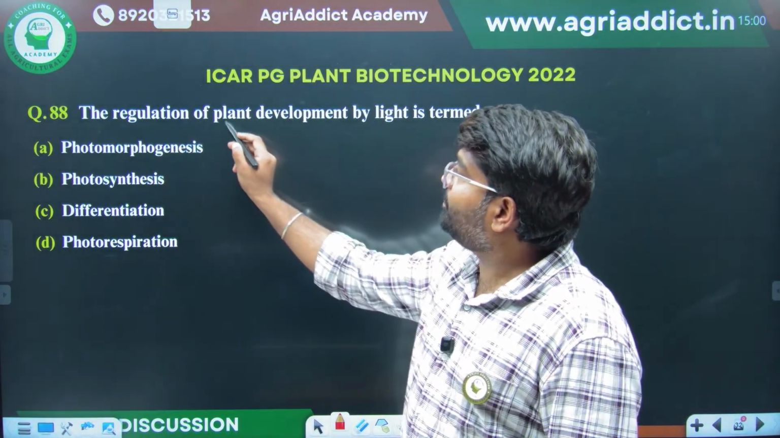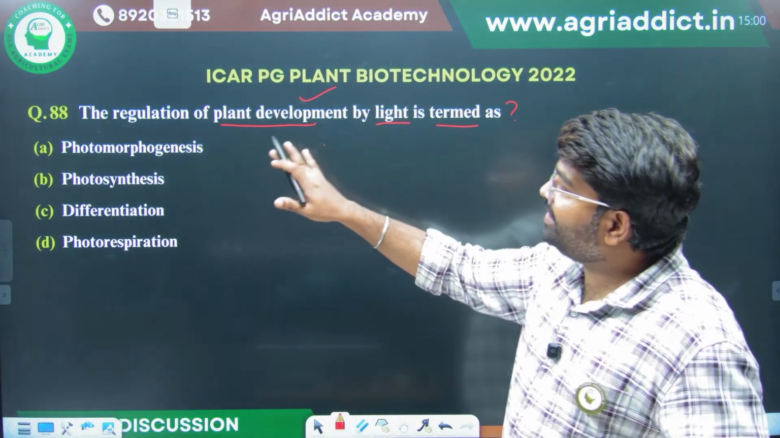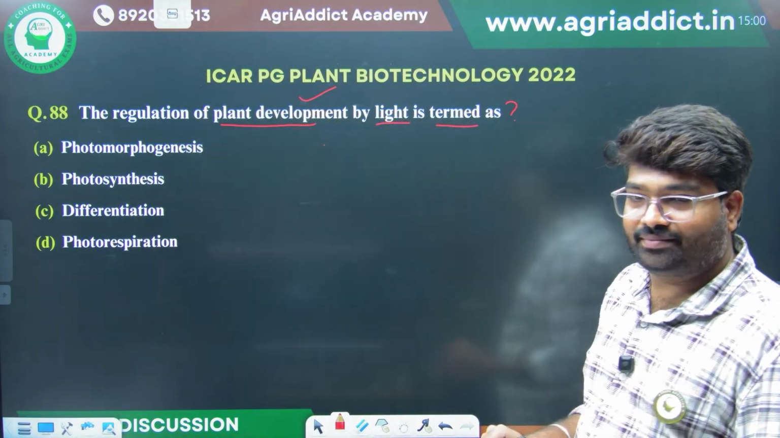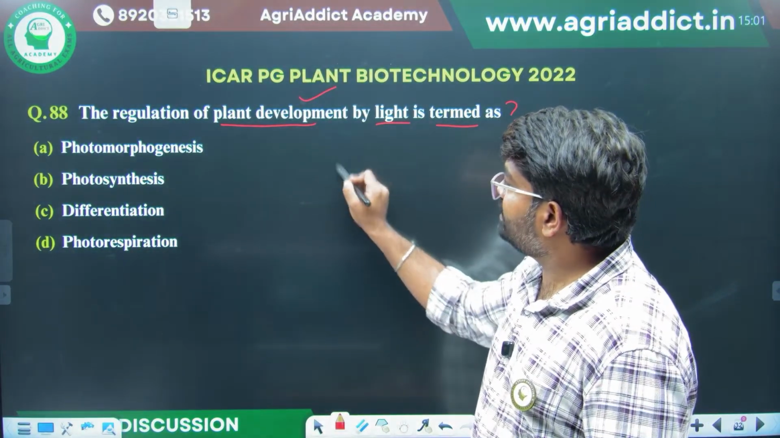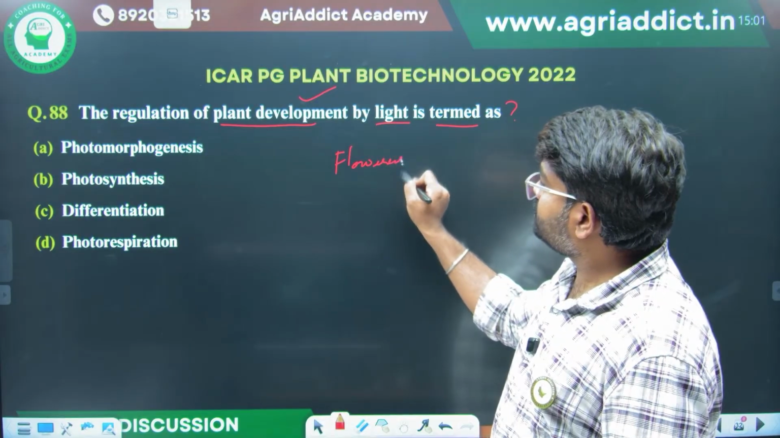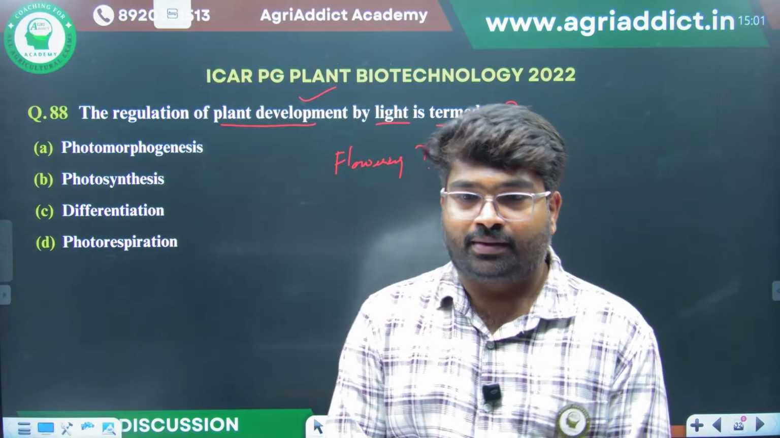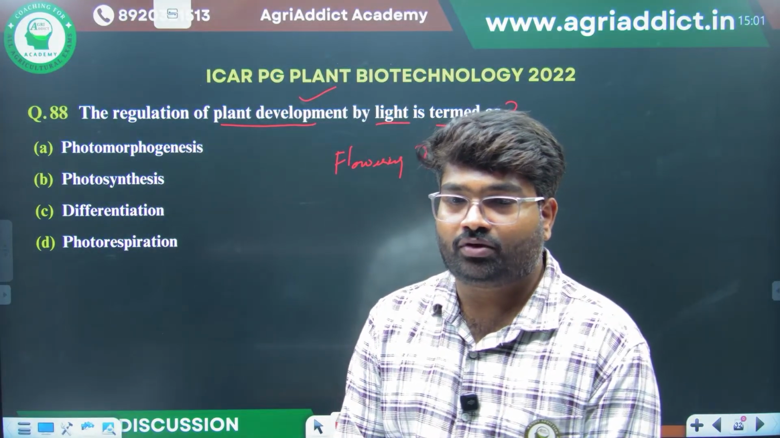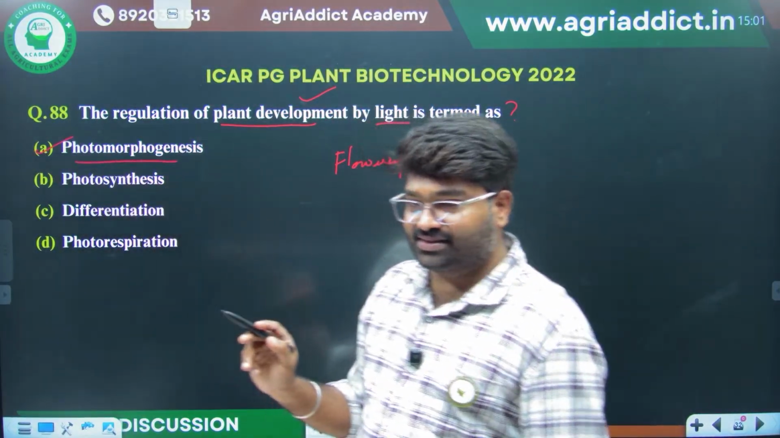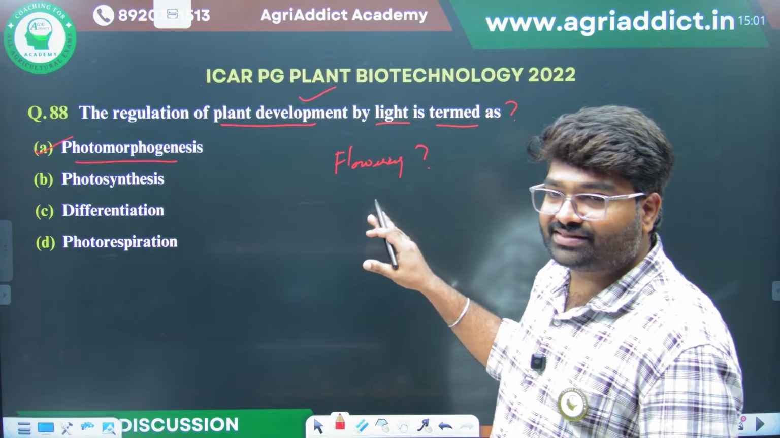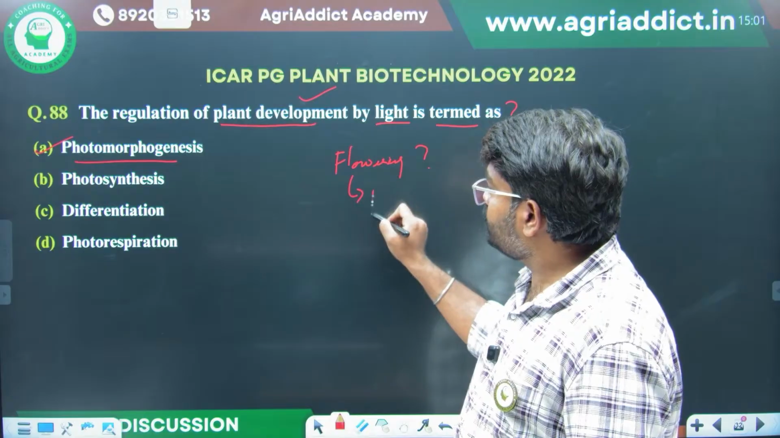The regulation of plant development by light is what? Okay, you have to know what the regulation of plant development by light is termed as. Another question I am writing: the regulation of flowering by light is known as what? Photosynthesis, differentiation, photomorphogenesis and photorespiration. Yes, very good. Photomorphogenesis. Okay. If the light duration is affecting the flowering, then how it is regulating the flowering? That is known as photoperiodism.